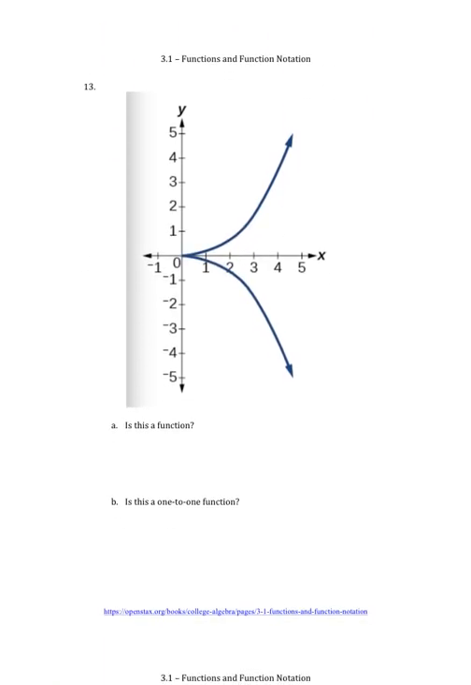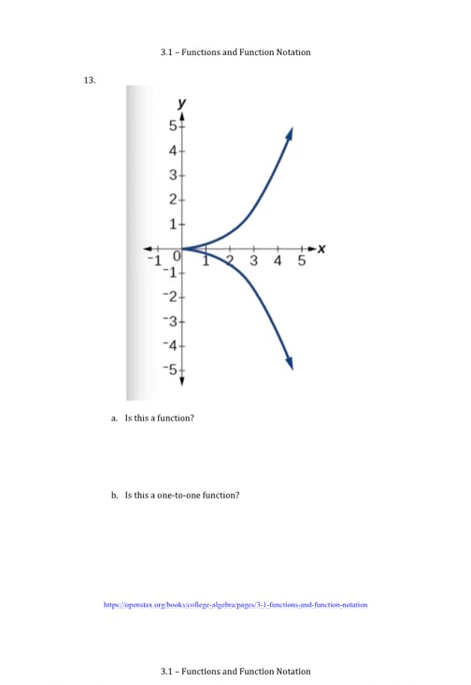Number 13. So we're going to start with, is this a function? If it's a function, it has to pass the vertical line test. If I draw a vertical line here, I can see that it passes through more than once. So this is not a function. No. Is it a one-to-one function? Well, it has to be a function in order to be a one-to-one function. So you don't even have to do anything. If it's not a function, it's not a one-to-one function.